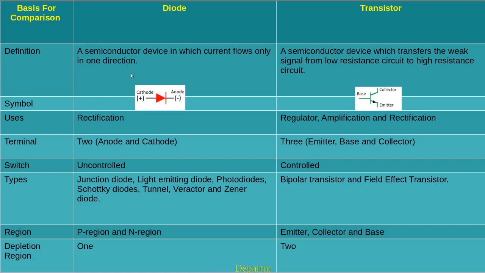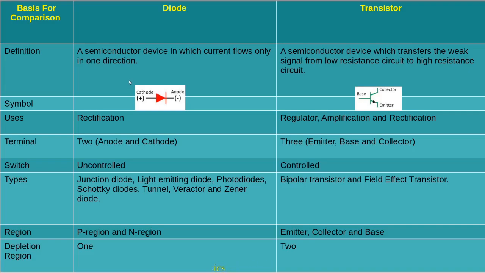What is the use of diode? Diode is used for rectification, while the transistor is used for regulation, amplification and rectification. As per terminals, the diode has 2 terminals, anode and cathode, while the transistor has 3 terminals, emitter, base and collector. Diode is an uncontrolled switch, while the transistor is a controlled switch. It depends upon the biasing.